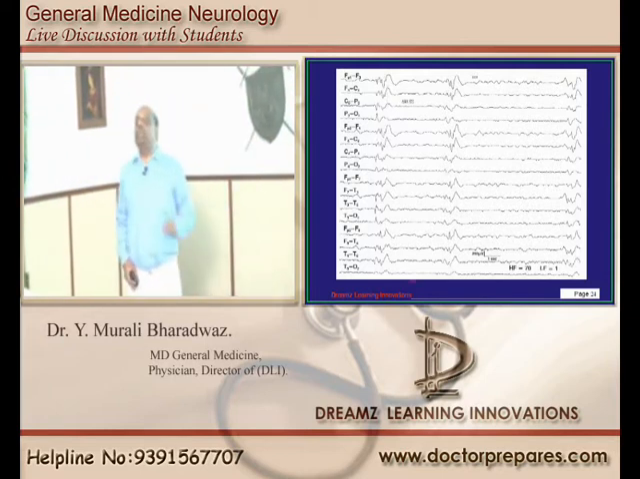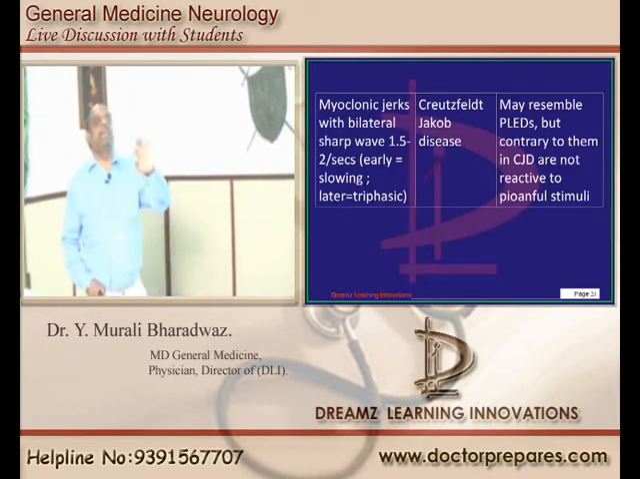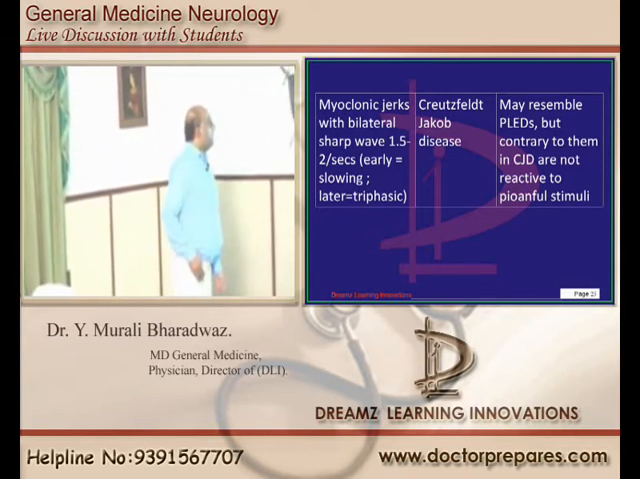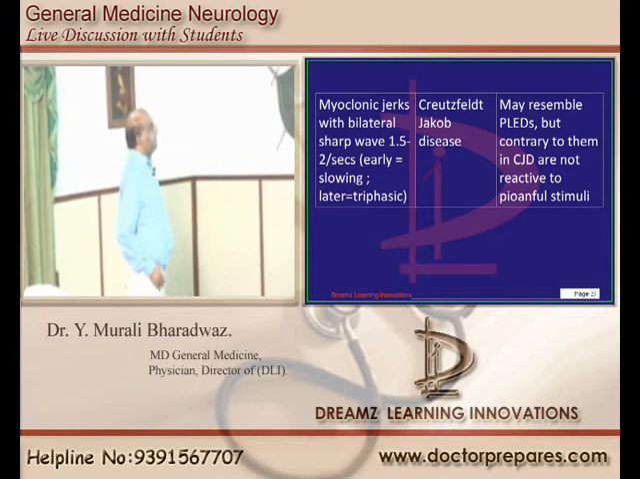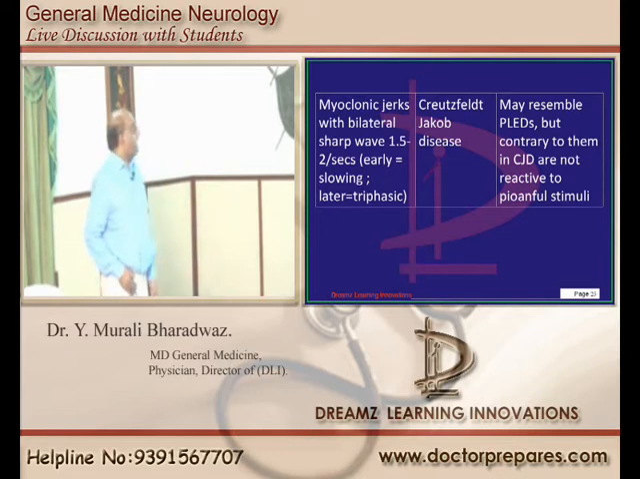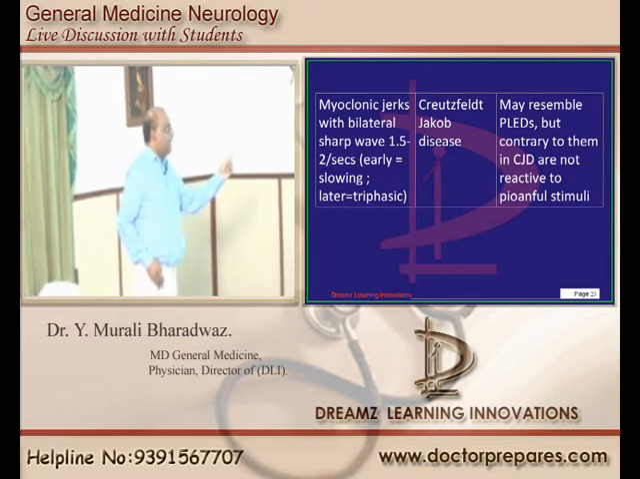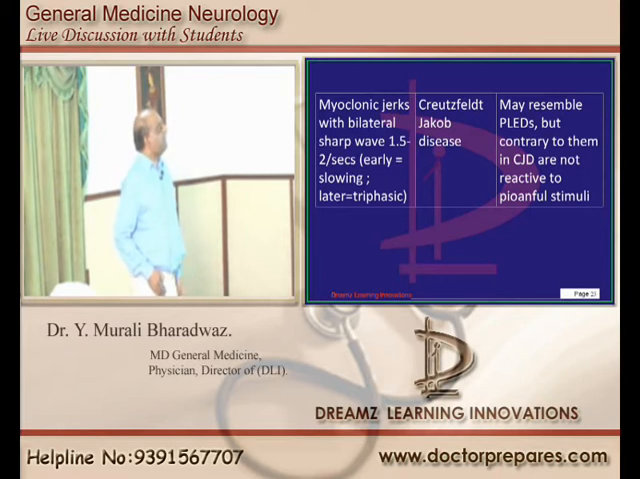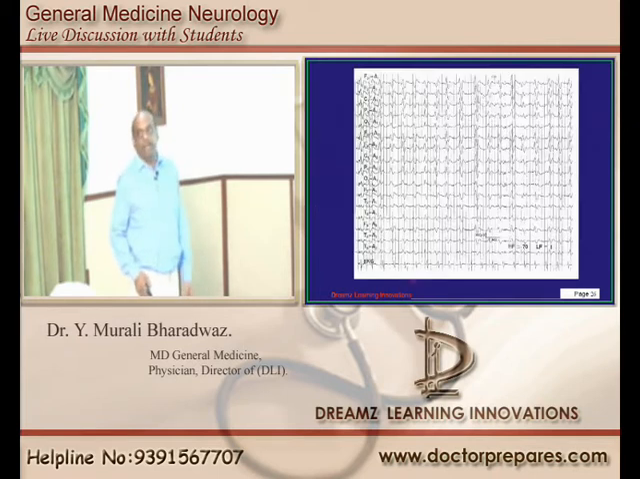Then what do you have in Creutzfeldt-Jakob syndrome? Very classical EEG finding. What do you have? There are myoclonic jerks in these people also. There will be sharp waves of 1.5 to 2 per second and they are called biphasic, triphasic waves typically in case of Creutzfeldt-Jakob. This kind of EEG pattern is what you have in Creutzfeldt-Jakob.